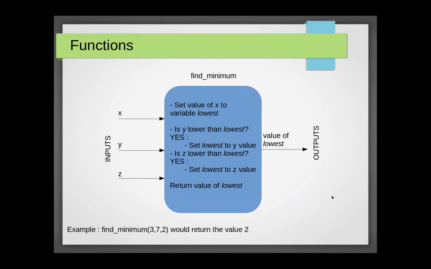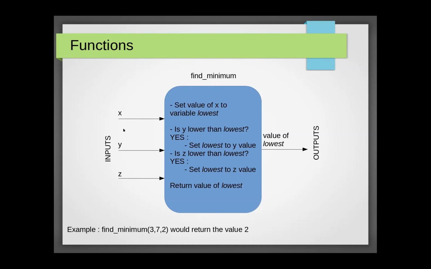So as an example, we might have a function that we call find minimum, and this function may take 3 inputs, x, y, and z, and the objective of this function is basically to find the lowest of these 3 values. So our instructions might say set the value of x to be the variable lowest, so we default to x being the lowest value. Then we say is y lower than lowest. If it is, then y becomes the value stored in lowest, and then we check if z is lower than lowest. If it is, then we set z to be the value of lowest.